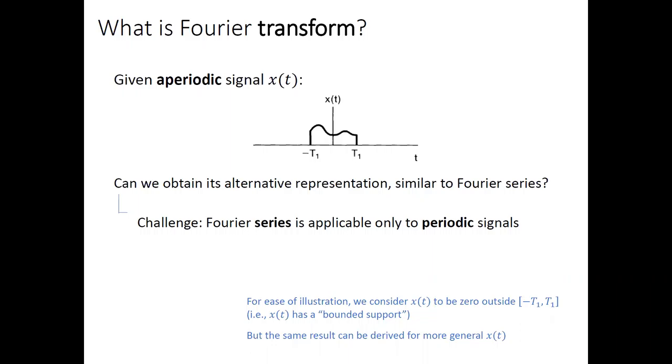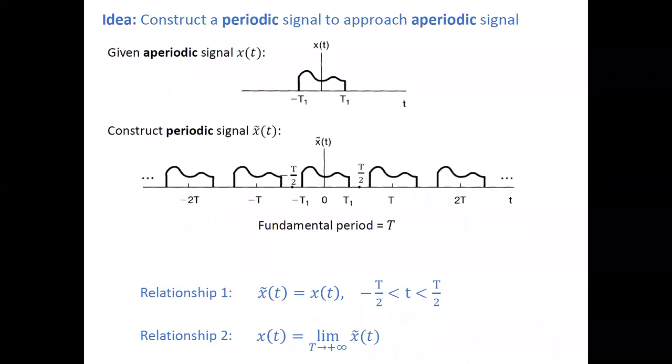So how can we obtain an alternative representation for x of t that is similar to Fourier series? But Fourier series itself in its original form is not applicable, because Fourier series is only applicable to periodic signals. Then to construct such an alternative representation, an idea is to first construct a periodic signal that can approximate, or can approach, this aperiodic signal.